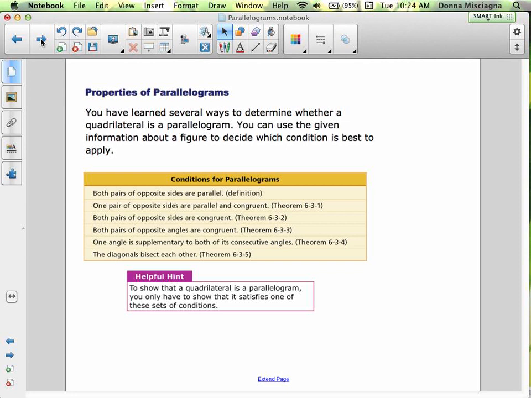Both pairs of opposite sides are parallel. One pair of opposite sides are parallel and congruent. Both pairs of opposite sides are congruent. Both pairs of opposite angles are congruent. One angle is supplementary to both its consecutive angles, and the diagonals bisect each other. And I think that this whole diagram is in your notes already.